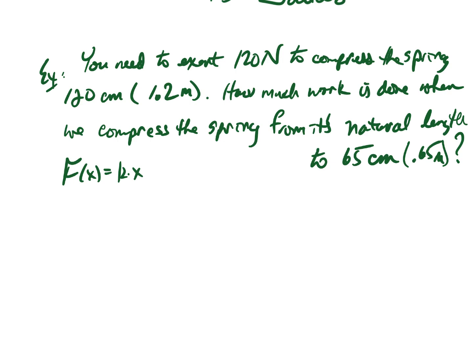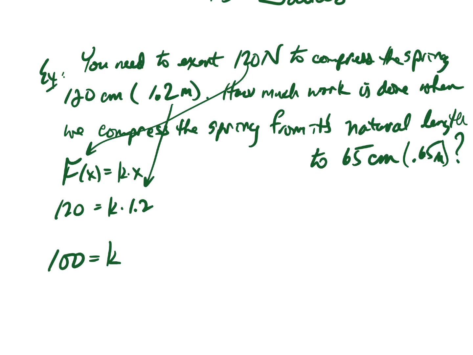Okay, and again, what we're going to have to do is first find the spring constant. So here's our Hooke's law. We insert how much force is required, 120 newtons. We insert the compression distance, 1.2. So when we divide both sides by 1.2, we get a spring constant value of 100.